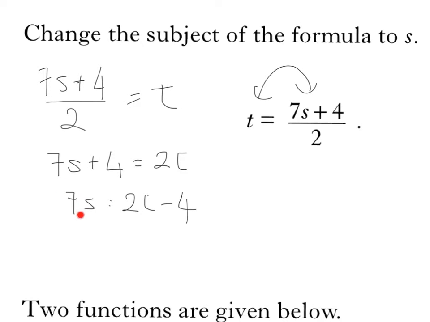I'm then looking to get rid of times 7. 7s is 7 times s. So how do you get rid of times 7? You get rid of that by dividing by 7. And s is equal to 2t minus 4 over 7, and that's the end of the question.